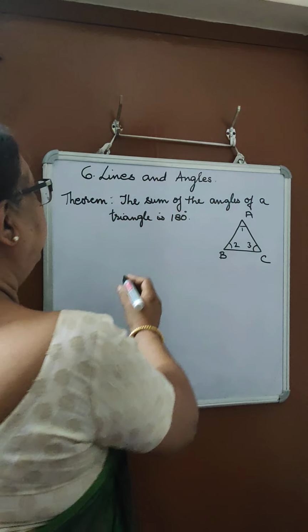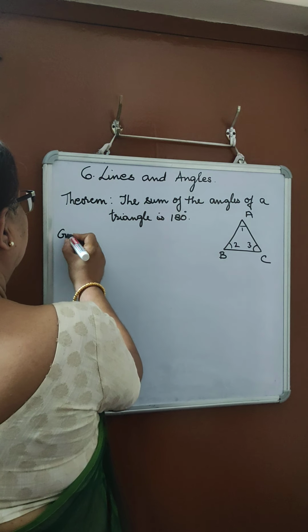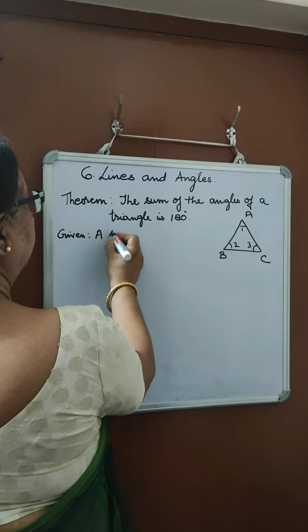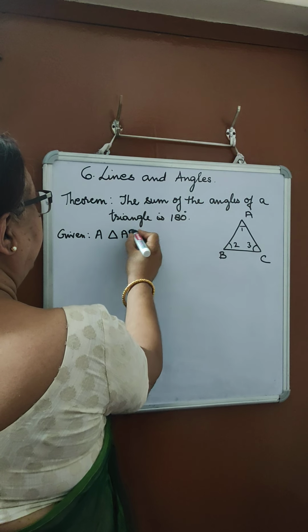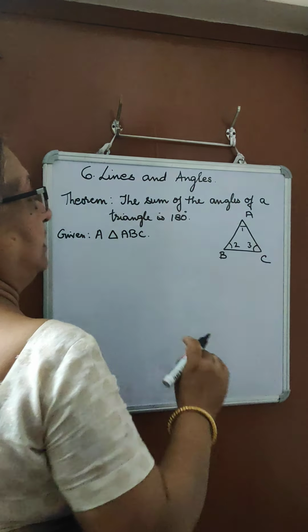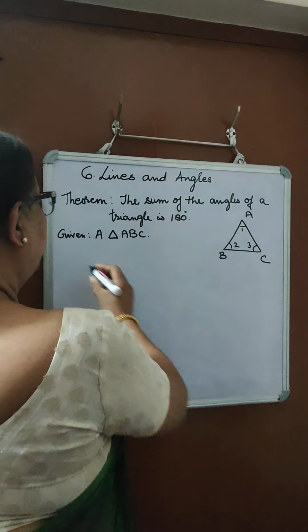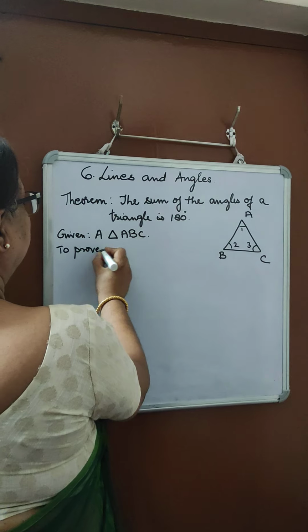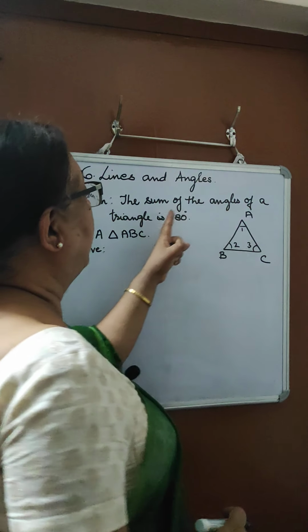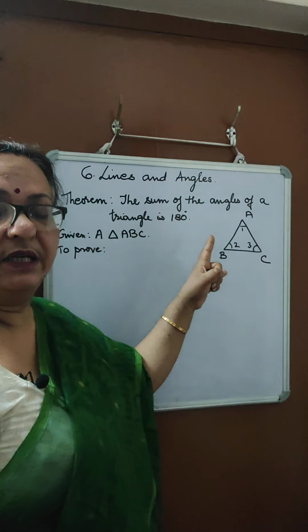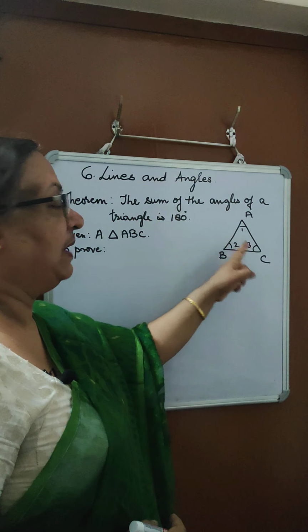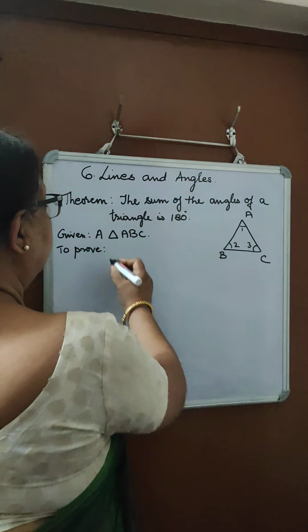So for a theorem we first write given. What is given? A triangle ABC. This is given to us. What we need to prove? To prove: the sum of the angles of a triangle is 180 degrees. So what we have to prove is angle 1 plus angle 2 plus angle 3 is 180 degrees.